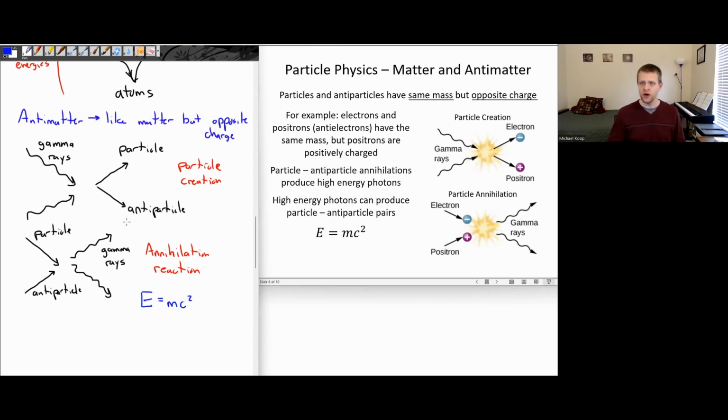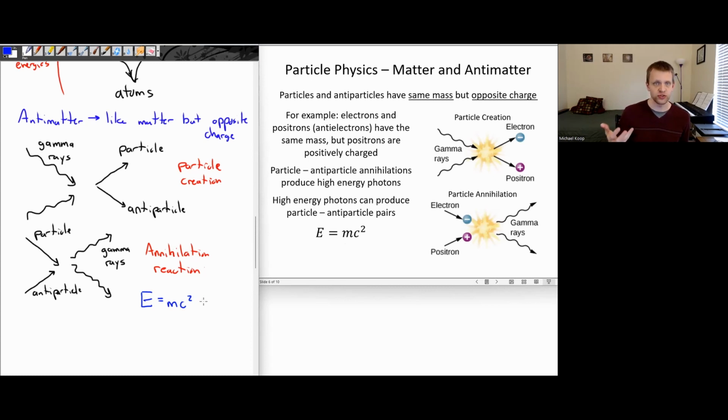In the first one, we start with these high energy photons. They have lots of energy, and that creates some mass, the mass of the particle and that antiparticle. In the other reaction, when we have this annihilation reaction, we have a particle and its antiparticle. Their mass comes together, and that's converted into pure energy in the form of 2 gamma ray photons.